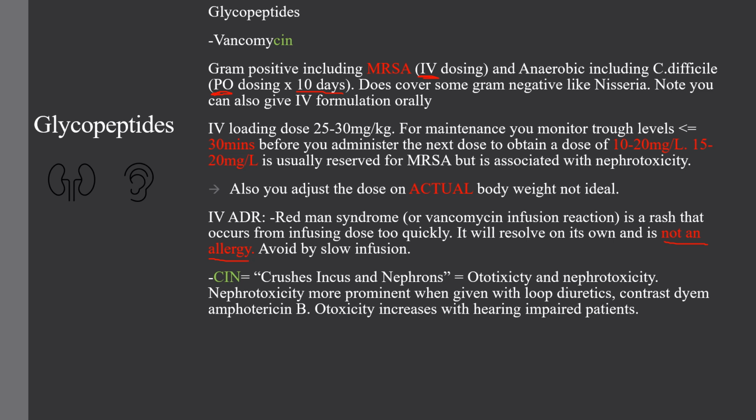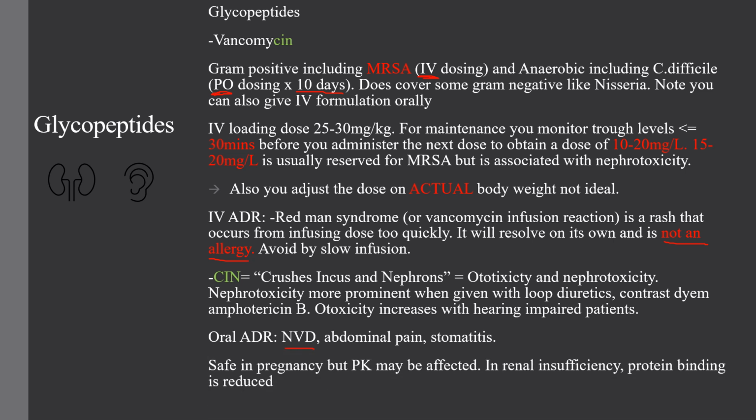Ototoxicity increases with hearing impaired patients as well. And then for your oral dosing, you'll get the classic nausea, vomiting, diarrhea, and then abdominal pain and the rare case of stomatitis as well. Also, it's important to note that this medication is safe in pregnancy, but PK may be affected. In renal insufficiency, protein binding is also reduced as well.